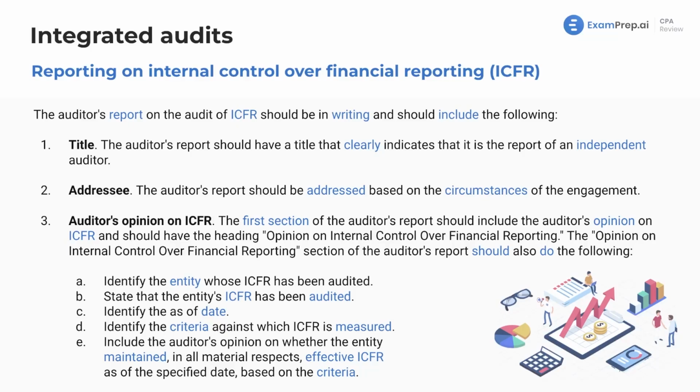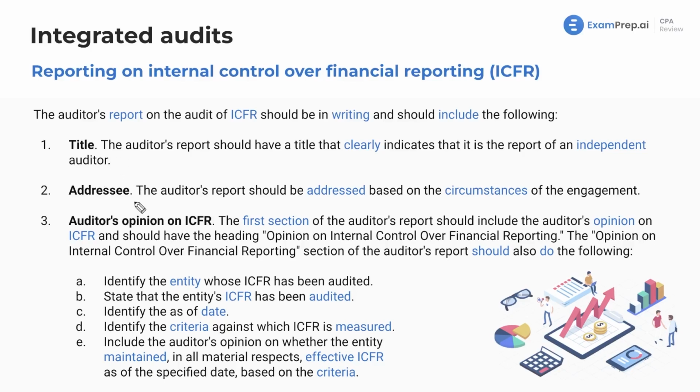Now, reporting on internal control over financial reporting, here's our report. Here are the items we're going to include there. Some of these are going to be more important than others. You'll probably see that as we go. Title, addressee, and demographic information like that are not really too important to memorize. You'll know that it's there.